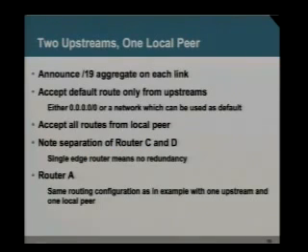What do we do in this case? Well, we announce the /19 aggregate on each link. Okay? We always announce our aggregate block. We accept the default route only from the upstreams. Okay, this is getting back to the example we had just with a simple multi-homing before the break. Accept all routes from the local peer. Note the separation of router C and router D. Router A is all the same as before, as I mentioned.